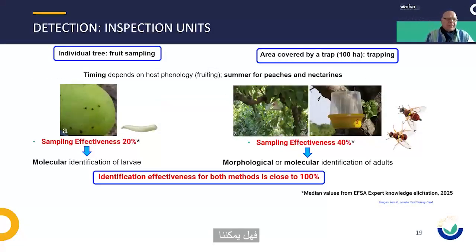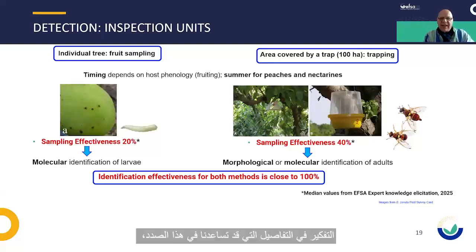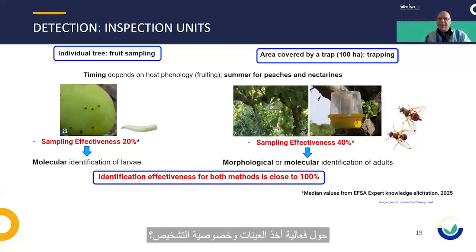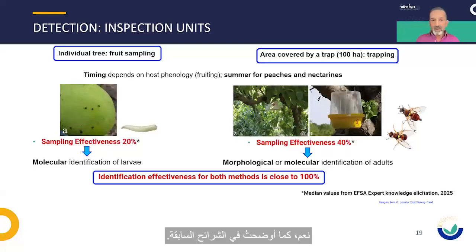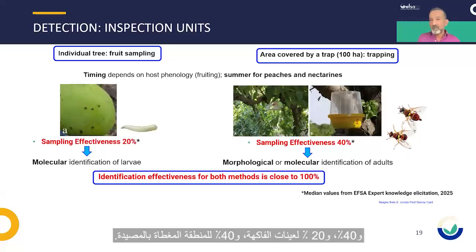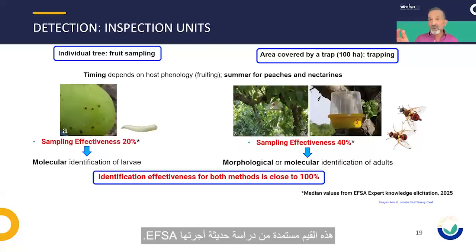So can we think about the details that would help us in this regard about sampling effectiveness and the diagnostic specificity? Yes, as I already showed in previous slides, the sampling effectiveness of the two methods we could use is 20 and 40%, 20% for fruit sampling and 40% for the area covered by a trap. These values come from a recent ECE performed by EFSA. So this is the first result we need, 40% for the traps.